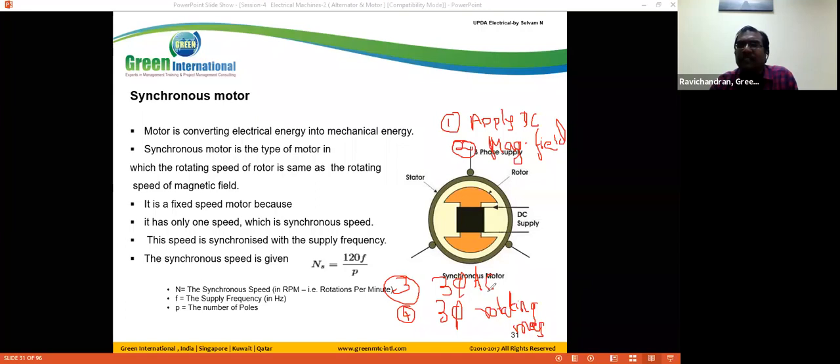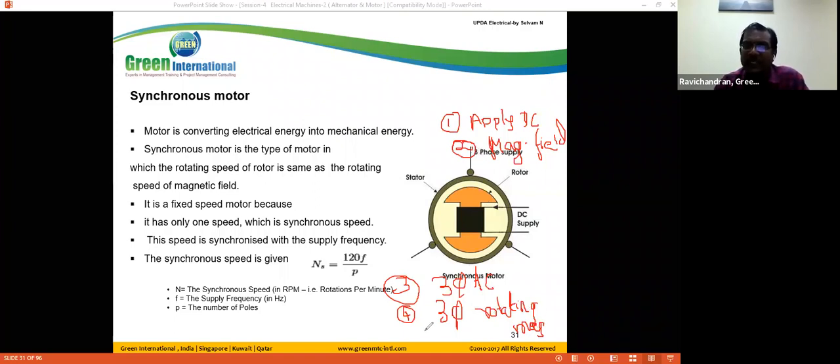Physically, the stator does not rotate. But in the winding, we give the AC supply, so the rotating magnetic field is produced. So that's why we create the rotating magnetic field.